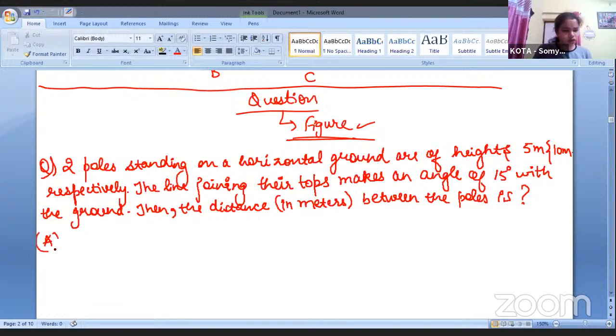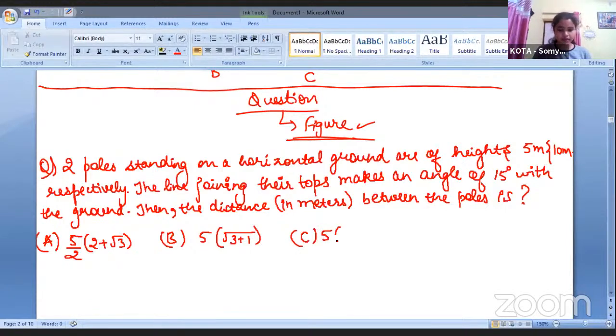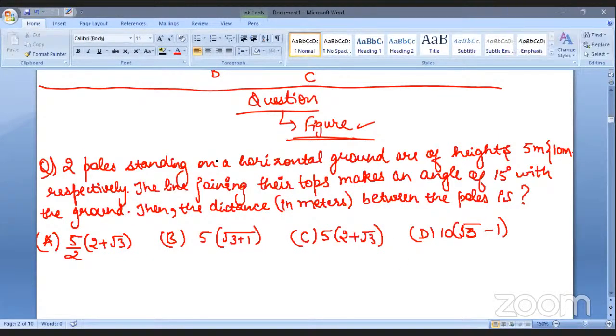So you have four options here. 5/2, 2 plus root 3. Option number B is this. C is this. D is this. Okay? D is this. Ma'am, figure.